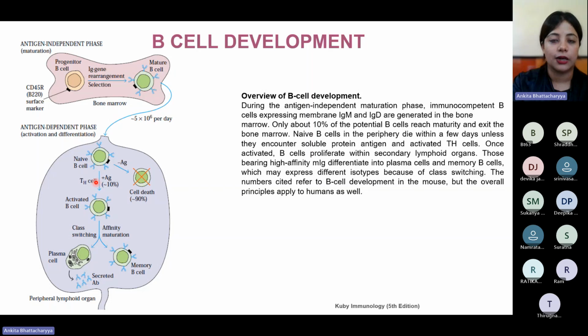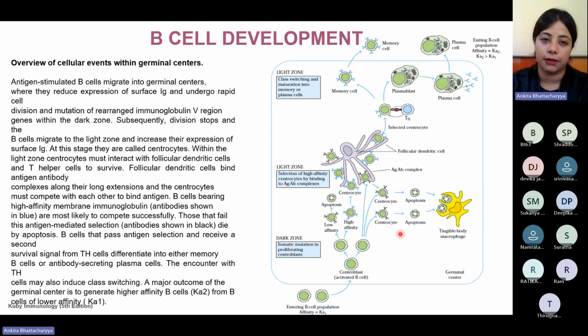That if antigen is encountered, then such a B cell will be selected for, and such a B cell will undergo class switching and affinity maturation to form activated B cells and memory B cells. So this is the process that is representative of what happens in mouse, but the same principles occur in humans as well. So why mouse? Because mice are the most convenient and most widely used models for studying any human process, even today. So that is the process of B cell development.